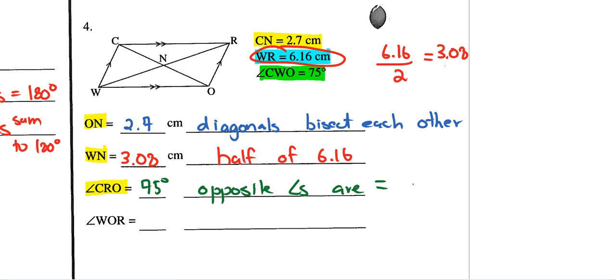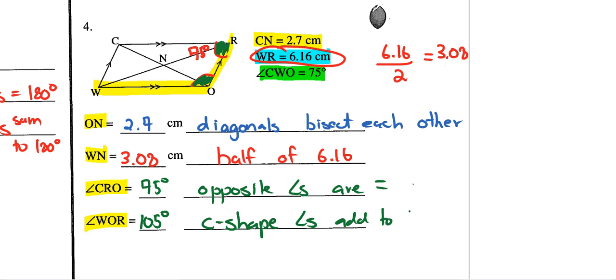Okay. Let's move on to now WOR. So WOR is right there. What's this angle right there? Well, I know that CRO, this angle right here, is going to be 75 degrees. And this angle right here in green and this angle right there must add up to 180 degrees. So this has to be 105 degrees, because 105 degrees plus 75 is 180 degrees. And I can just say the C-shape rule, so angles add to 180 degrees. This rule has come up a few times already.